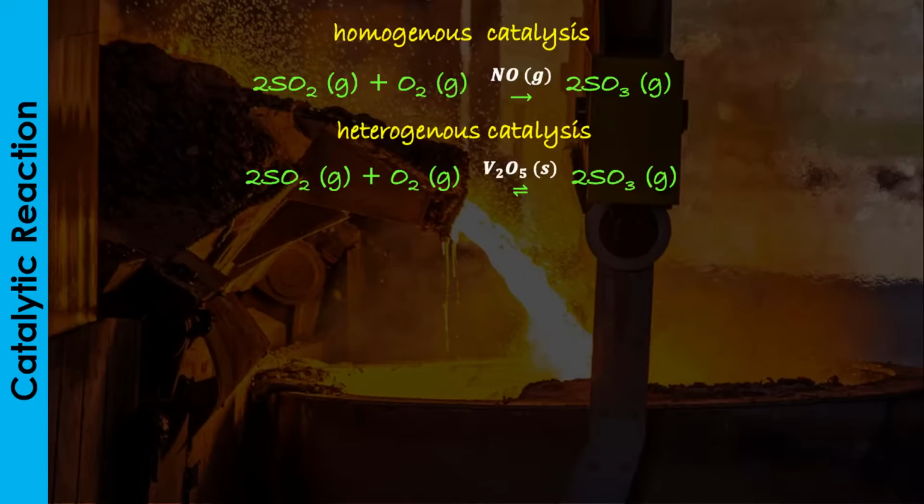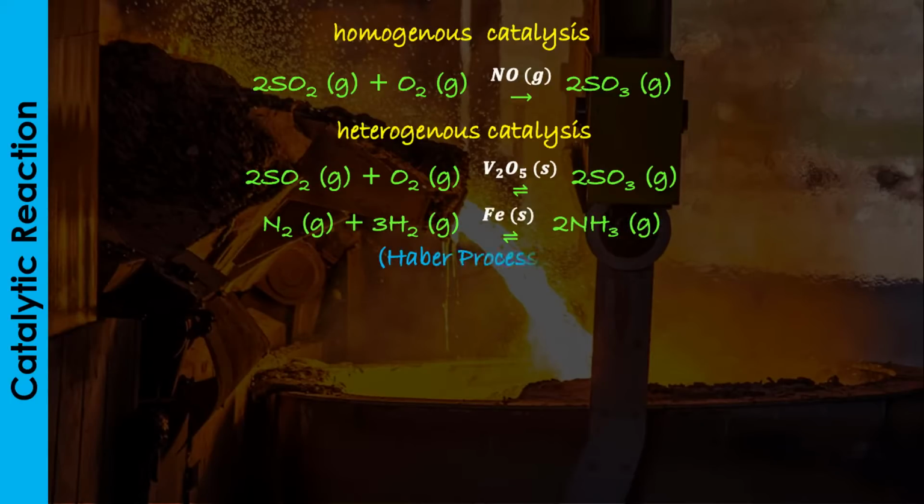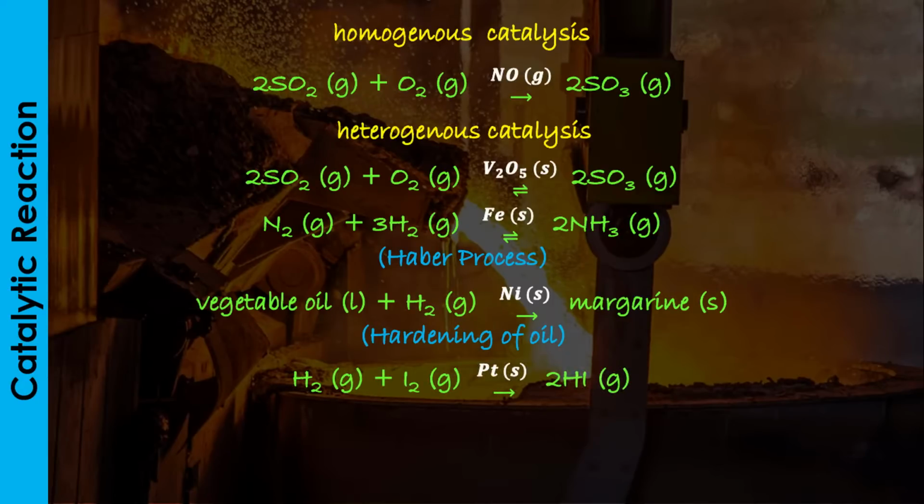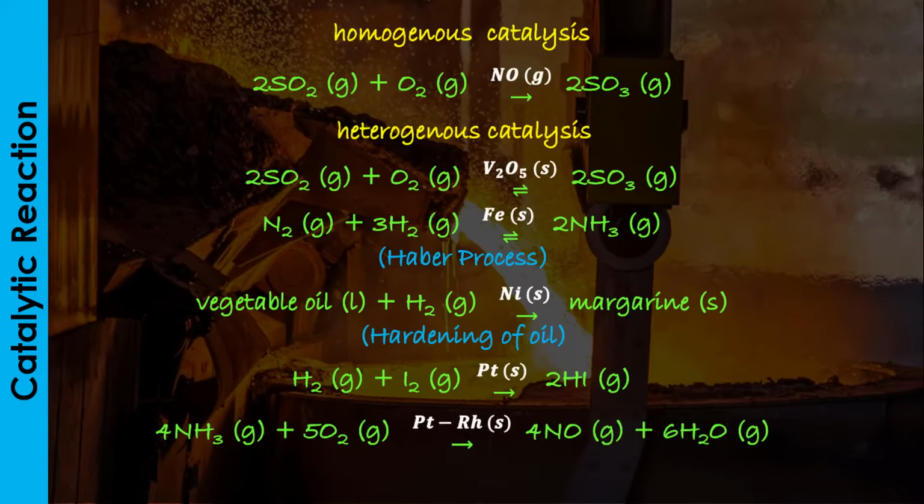Other common examples are the reaction between nitrogen and hydrogen gases to form ammonia gas in the presence of finely divided iron, the hydrogenation of vegetable oil in the presence of nickel, otherwise known as the hardening of oil, used in the industrial manufacture of margarine, the reaction between hydrogen and iodine to form hydrogen iodide gas in the presence of platinum, and the catalytic oxidation of ammonia to form nitrogen(II) oxide and steam in the presence of platinum-rhodium catalyst, which is applied in the industrial manufacture of trioxonitrate(V) acid, HNO3.